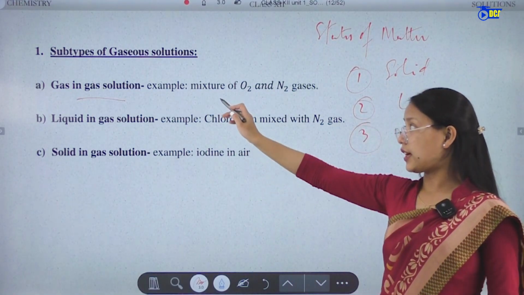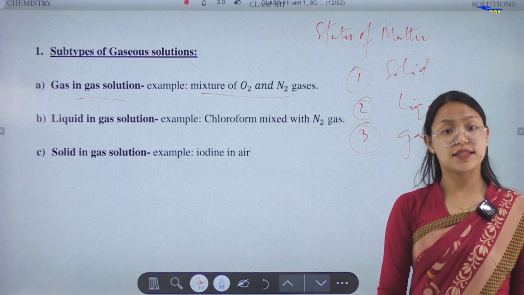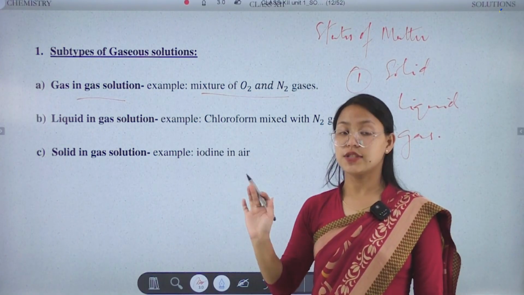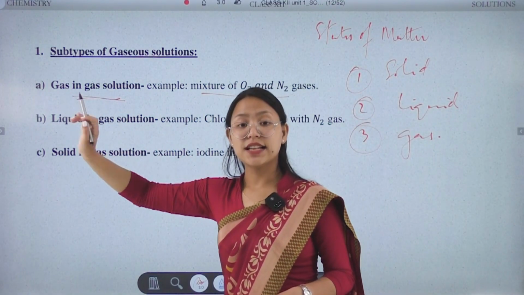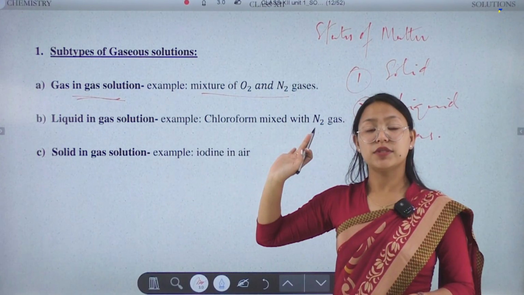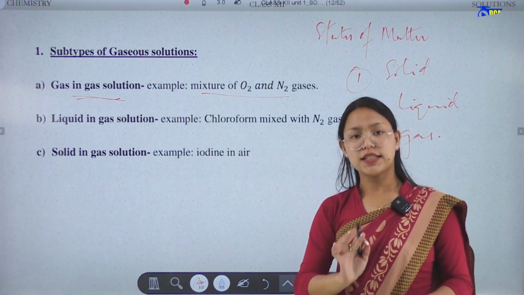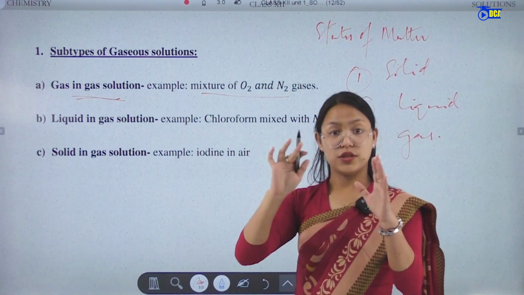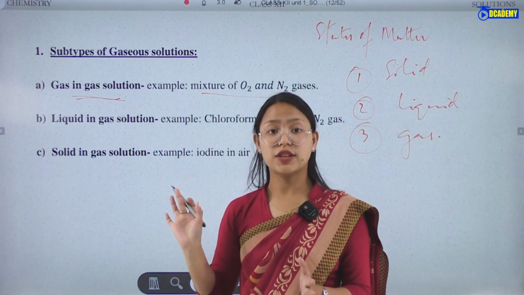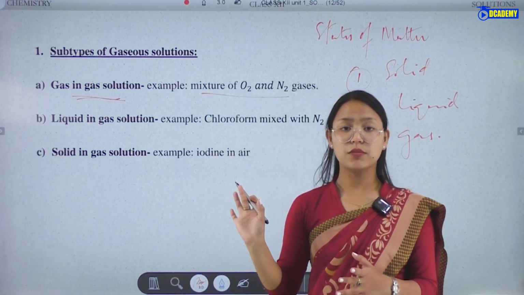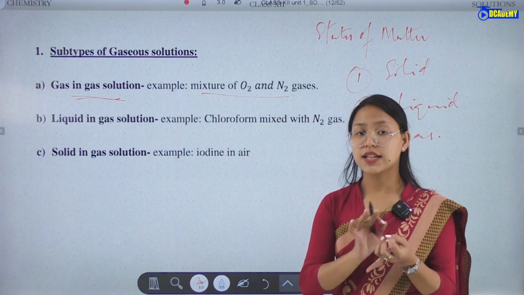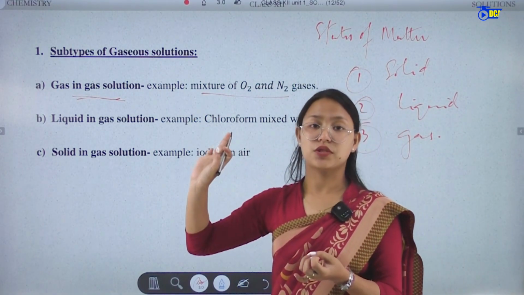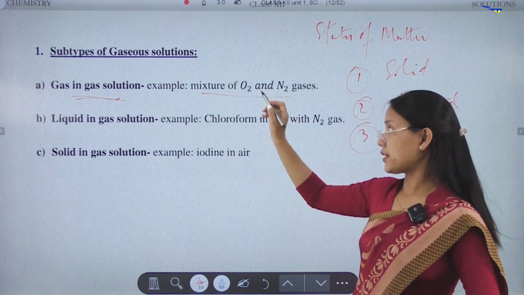Example: a mixture of oxygen and nitrogen gas. When oxygen gas and nitrogen gas are mixed, it becomes a gas and gas solution. We can take the example of the atmosphere. The atmosphere is a mixture of gases. Various types of gases may be present in the mixture, such as carbon dioxide, methane, sulfur dioxide, nitrogen dioxide. Every gas is mixed in the atmosphere.